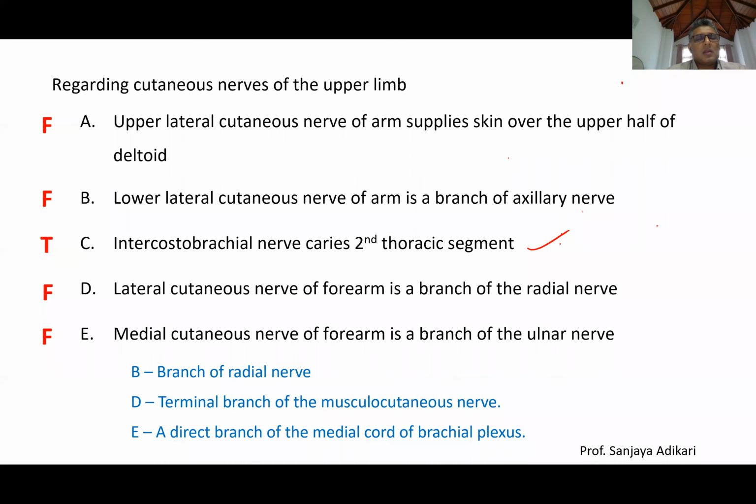Then lateral cutaneous nerve of the forearm is a branch of the radial nerve? No, the lateral cutaneous nerve of the forearm is a branch of the musculocutaneous nerve, the nerve of the anterior compartment of the arm. Medial cutaneous nerves of the arm and forearm are direct branches from the medial cord of the brachial plexus.